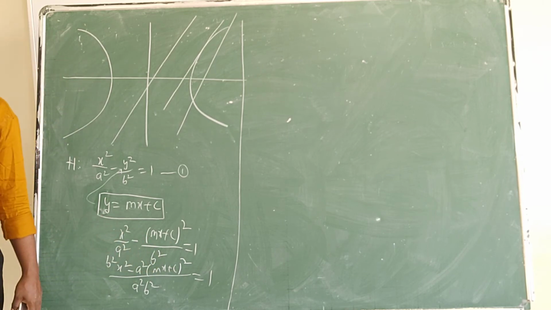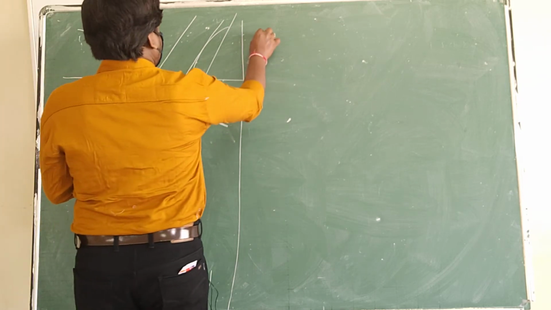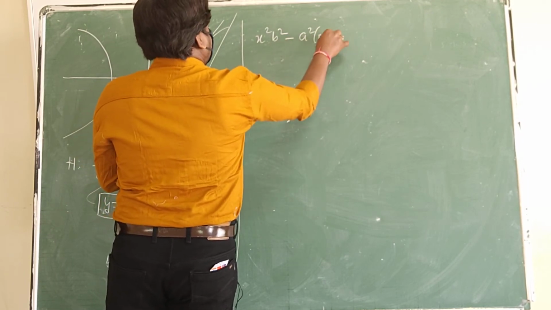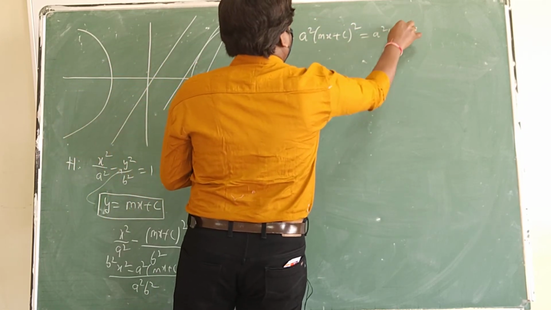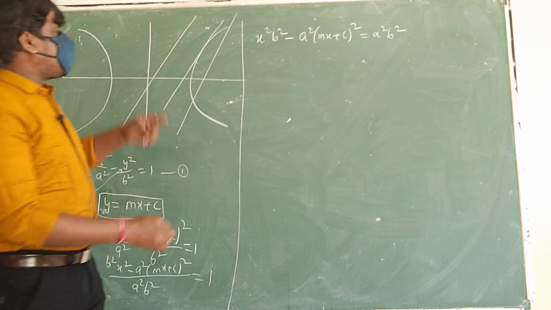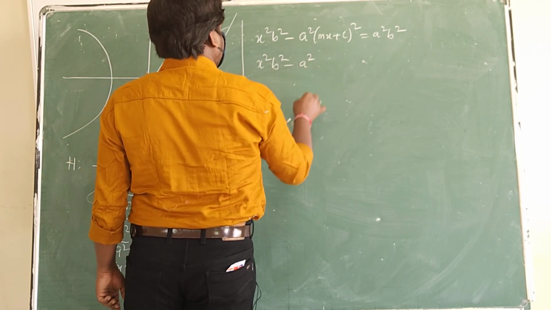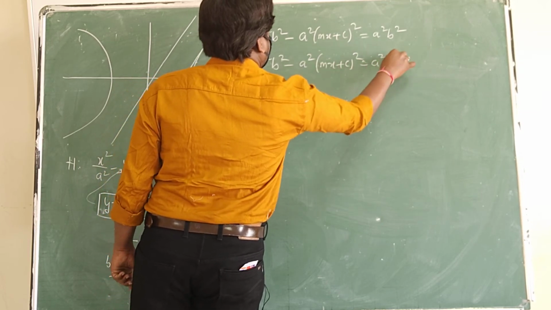Make the coefficient of x square, x, and constant separate. So what you are going to get here is x square by b square minus a square into (mx plus c) whole square is equal to a square b square. So I can write this as x square by b square minus a square into (mx plus c) whole square minus a square b square equal to 0.